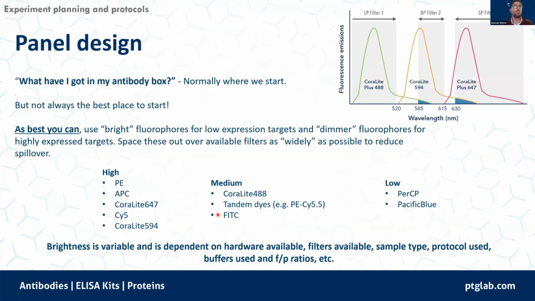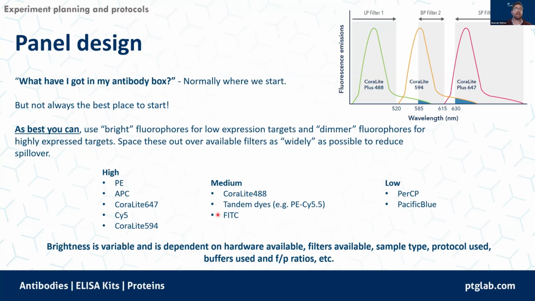Okay, in terms of panel design, where do we normally start? Often you'll find that your PI or your supervisor, your boss will say, please look in the antibody box and see what we have so we can start from there. That's understandable, but it's not always the best place to start. That's because it's really important that we try to find the brightest fluorophore for our lowest expression targets and the dimmer fluorophores for the more highly expressed targets. And sometimes that's not always what marries up to what you see in your antibody box.